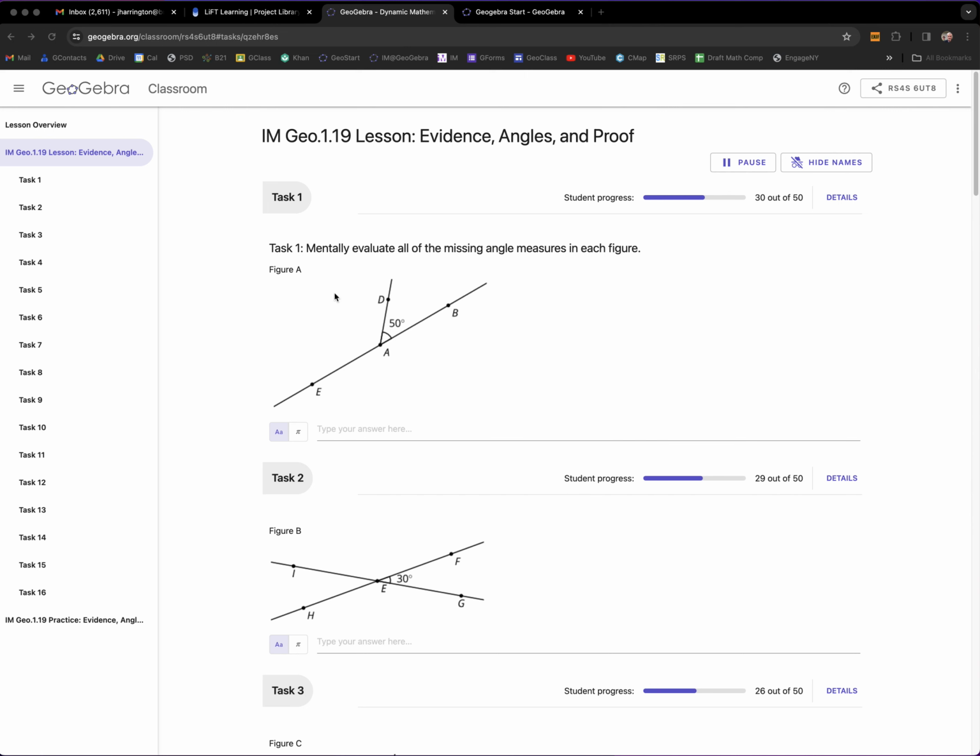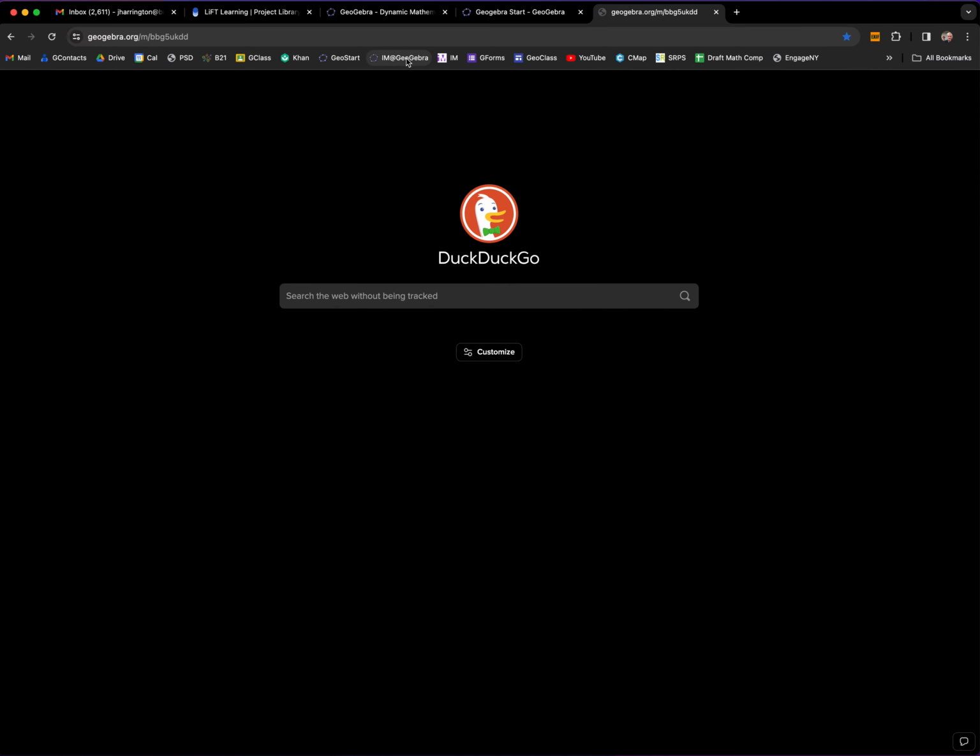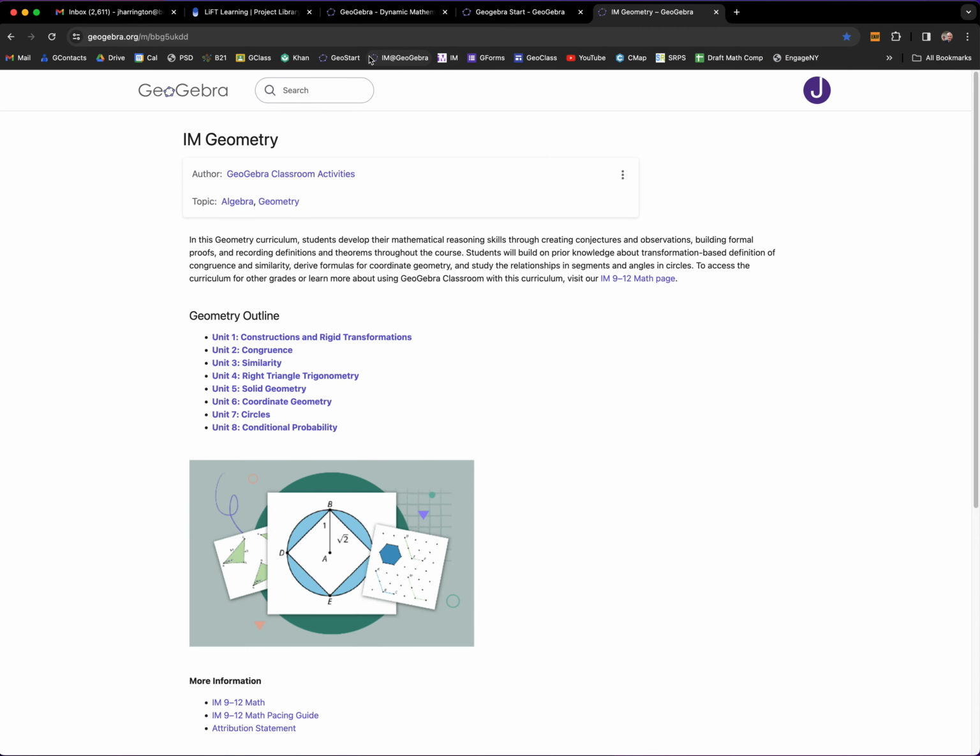See how this goes. Mentally evaluate all the missing angle measures in each figure. So here's 50, and we know that all the way along a straight line is going to be 180, and we can show that really quickly by going over to our sketch page.